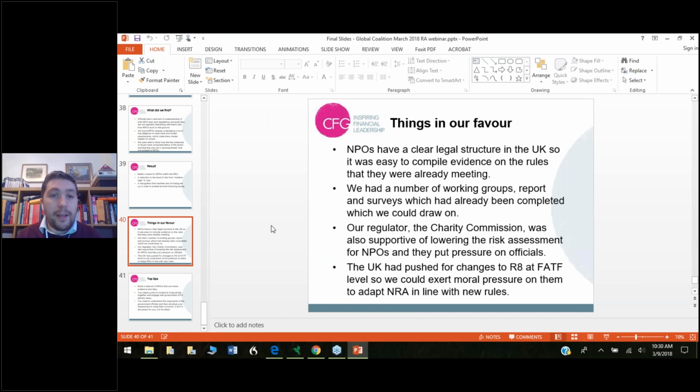And also we were lucky that the UK had been one of the countries that had pushed for changes to Recommendation 8, so I think they felt a bit of moral pressure that they had to do a good job of assessing risk in the NPO sector, and they had to take aboard our concerns.